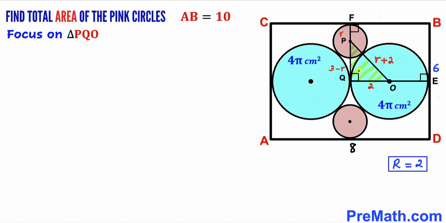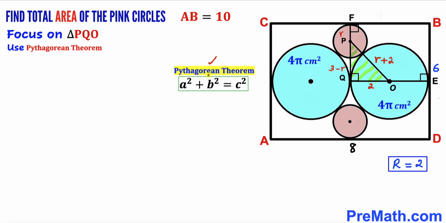And now let's focus back on this triangle PQO, whose side lengths are 3 minus r, 2 and r plus 2. And now we are going to apply the Pythagorean theorem on this triangle. And here's our Pythagorean theorem: a square plus b square equal to c square. Let's go ahead and fill in the blanks in this Pythagorean formula. So we are going to have 3 minus r whole square plus 2 square equals to r plus 2 whole square.